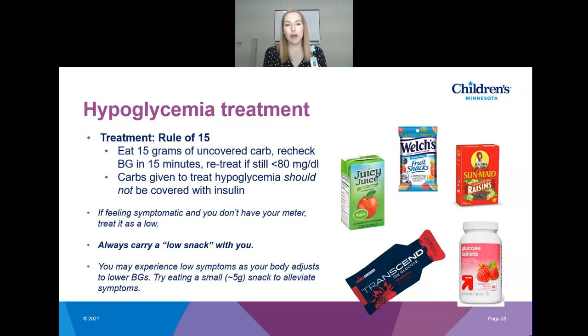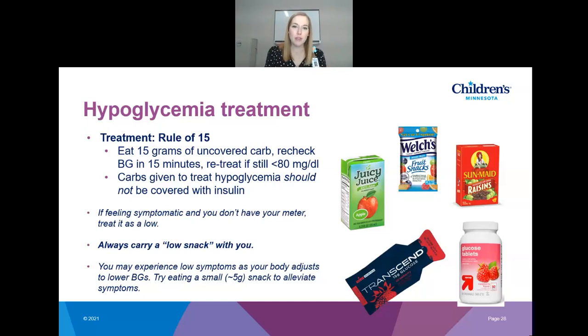Those are things you can typically find in the pharmacy section at your drugstore. Now, something to keep in mind is if we ever don't have our meter and we're having symptoms of a low blood sugar, just treat it. Eat 15 grams of carbs. Hopefully you can find your meter in the next 15 minutes to see if it really was a low. But if not, it's safer to avoid severe hypoglycemia by treating it early. So if you don't have your meter, just treat it as a low.